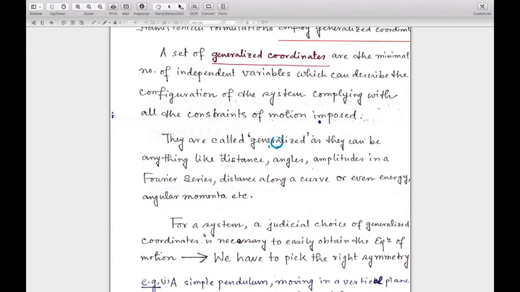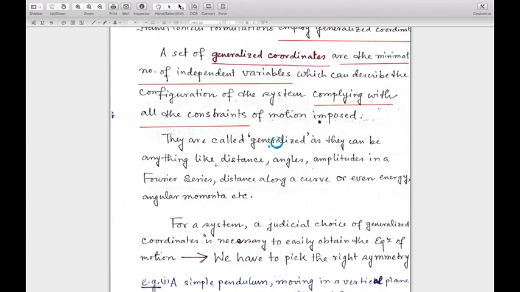I have to underline this phrase: the minimal number of independent variables. The generalized coordinates must be a subset of the normal coordinates, and they must also be mutually independent of each other. That is very crucial. And they comply with all the constraints of the motion. Here we are talking about only holonomic constraints for simplicity.